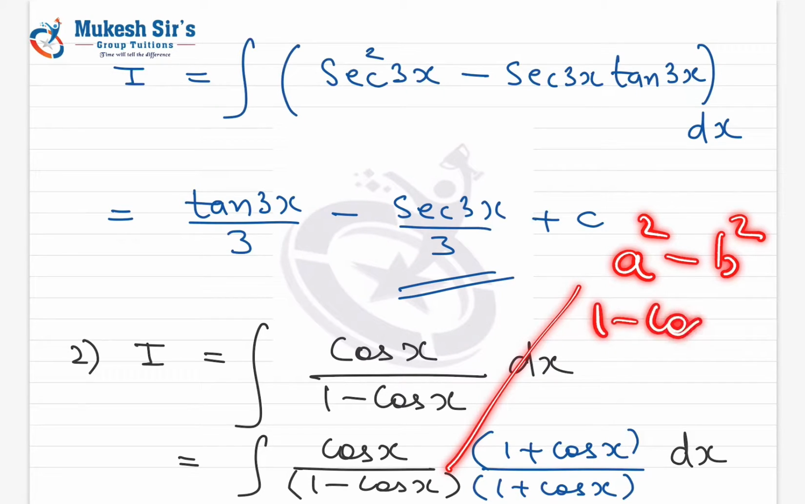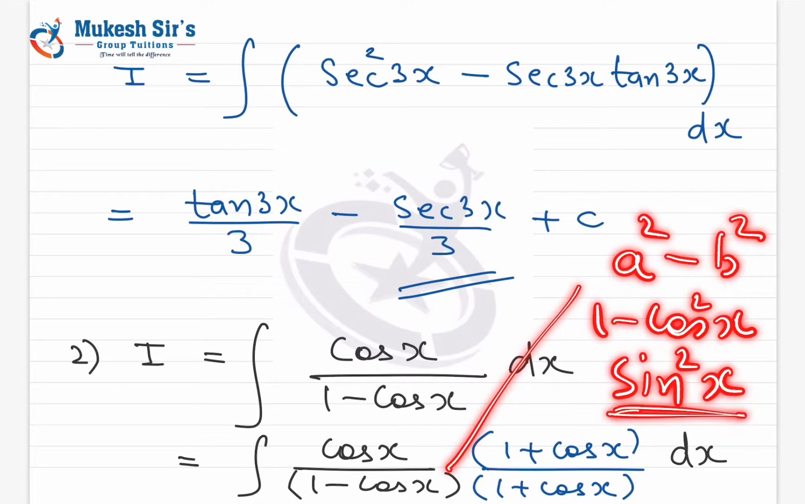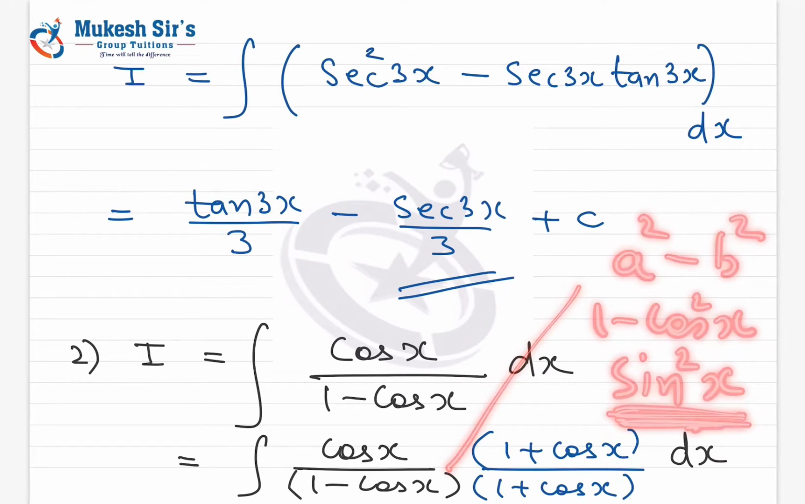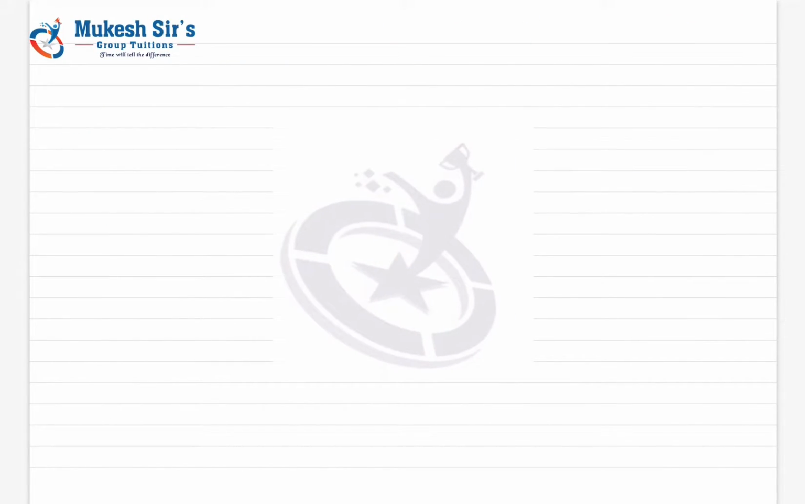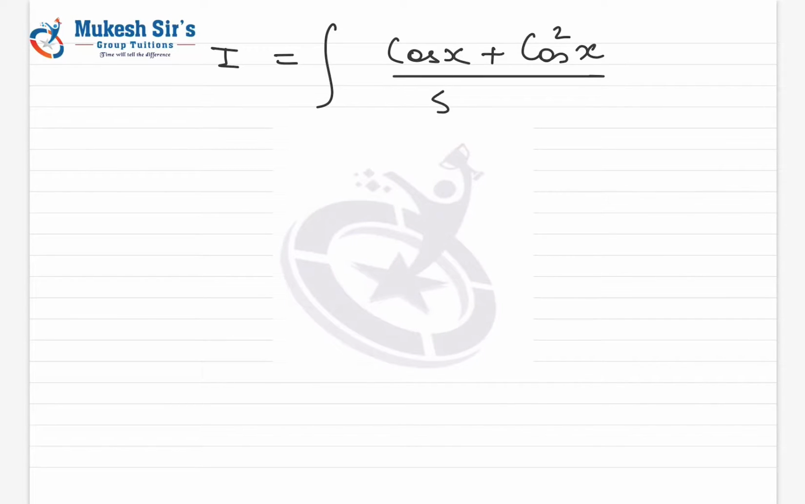So a plus b into a minus b is again a square minus b square. That will be 1 minus cos square x. And 1 minus cos square x in the denominator you can write as sin square x. Clear? So you'll be writing sin square x in the denominator. So after expanding and solving, I is equal to integration of, numerator becomes cos x plus cos square x upon the denominator becomes 1 minus cos square x, that is sin square x.